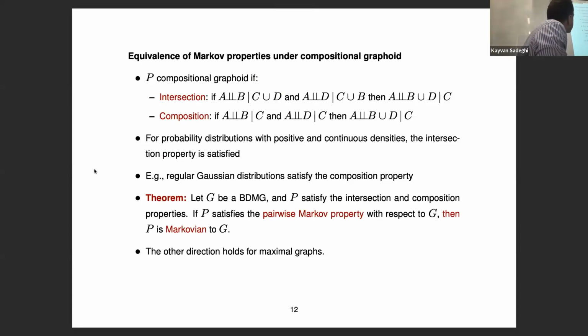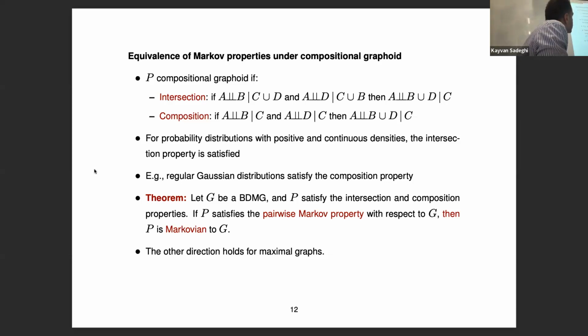Composition is more natural. In probability 101, you've probably seen that this doesn't hold. So if C is empty, if I is independent of J and I is independent of K, I is not necessarily independent of J and K jointly. You have examples even in the binary case, right? But if these two are satisfied, then the pairwise Markov property implies the global Markov property.